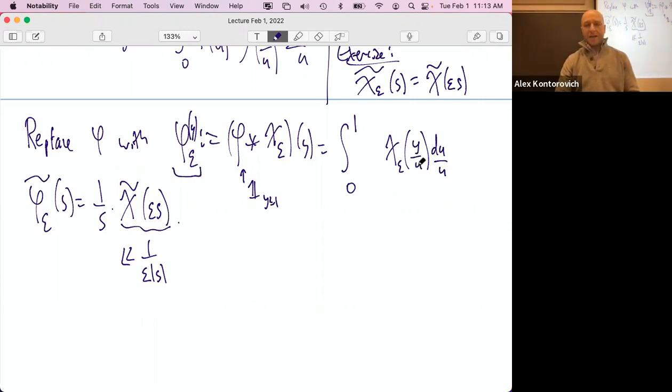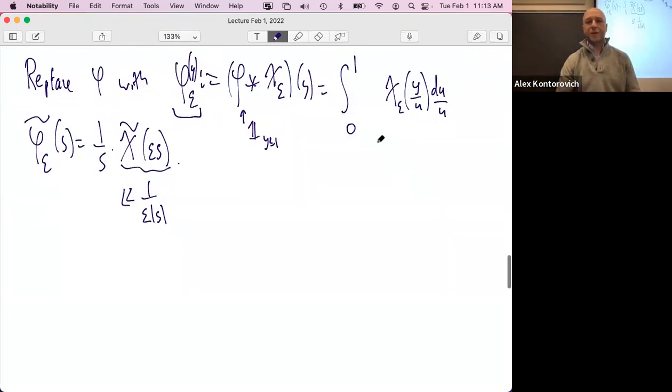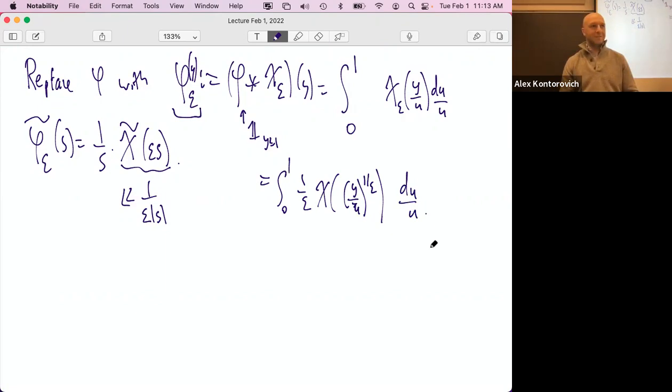So let's make some observations here. Let's put in what chi epsilon is. Let's do exactly the same change of variables yet again. This is an integral from 0 to 1 of 1 over epsilon chi of y over u to the 1 over epsilon, du over u. And we'll make the same change of variables as before if we set v to be y over u to the 1 over epsilon. U is the variable.